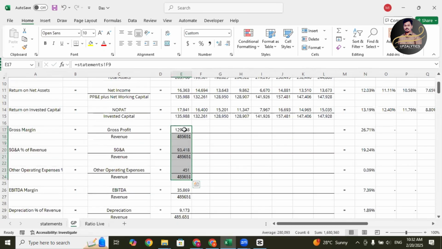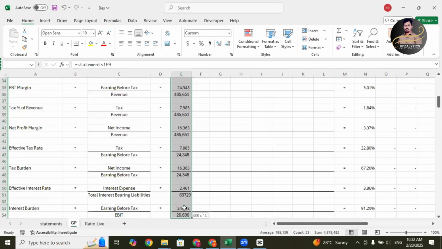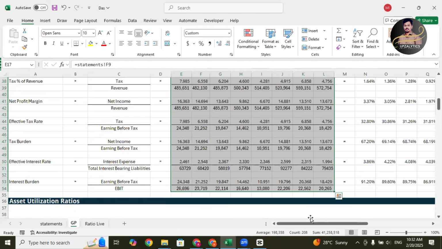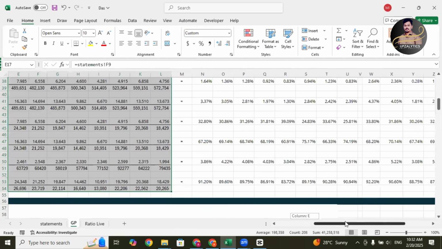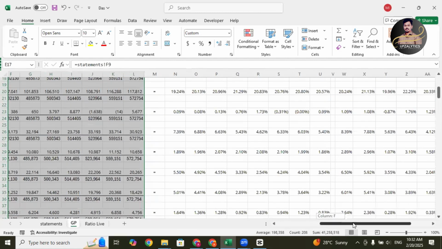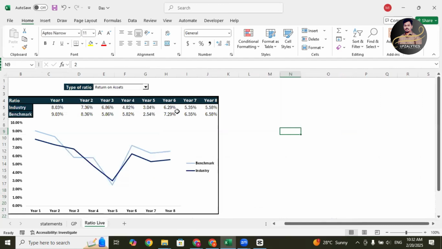Now let's copy all, and Control R. Yeah, finally we have calculated all the ratios, and here we can see the output of all the ratios with the random benchmark. Now let's move forward to our explanation side.